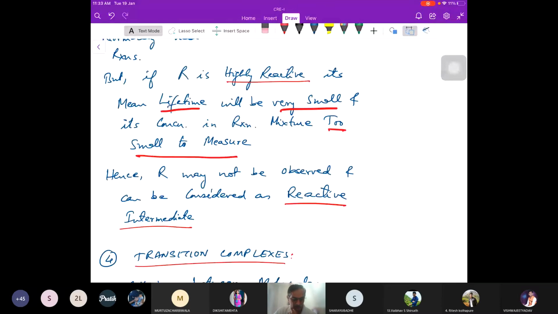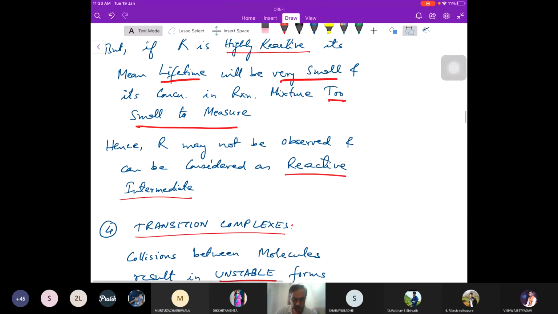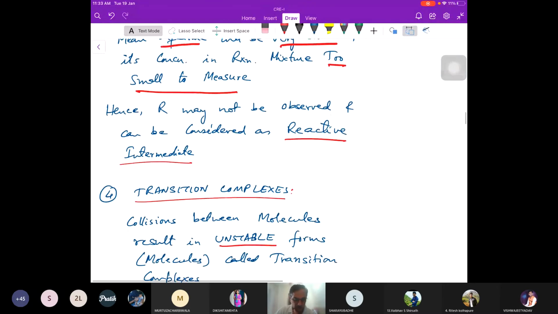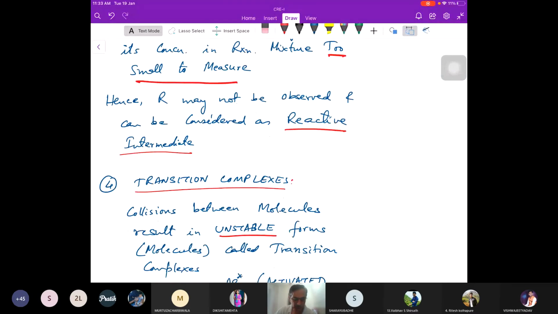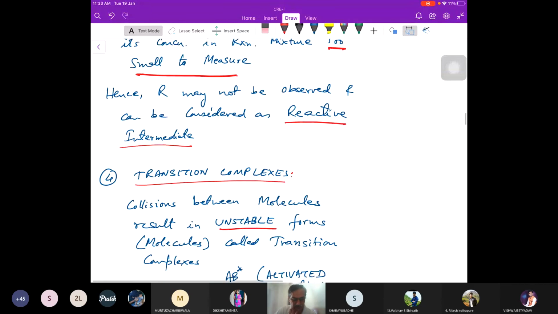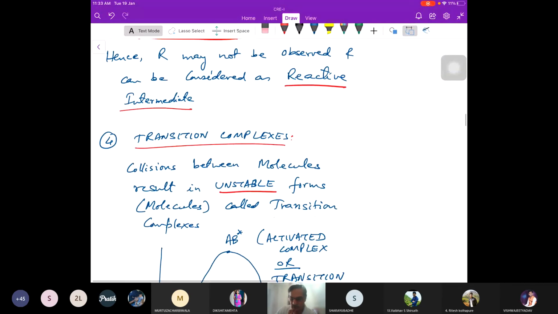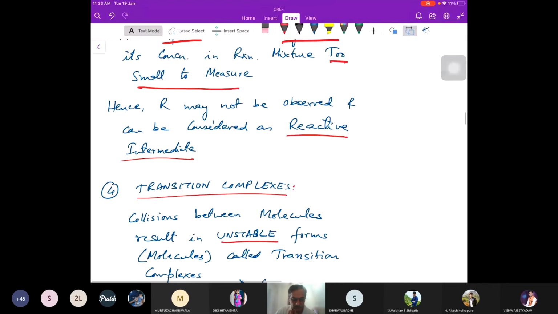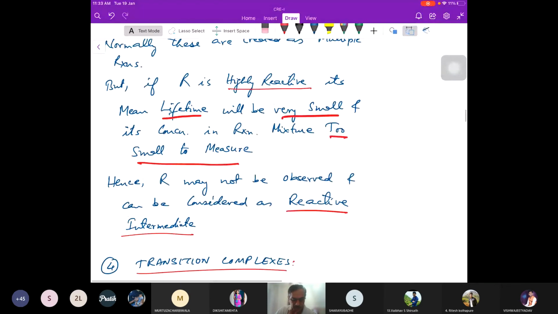So R may not be observed and can be considered as a reactive intermediate. जैसे मैंने बोला R फॉर्म होता है immediately react हो जाता है, right? So it doesn't stay as R for long. Immediately there's a reaction and it goes to S. And the fourth type of intermediate is transition complex. कोलिजन थ्योरी पढ़ा है ना आप लोगों ने? Have you studied collision theory in chemistry or physics? I don't know कहाँ पर, कहीं तो पढ़ा होगा. Yes, sir.